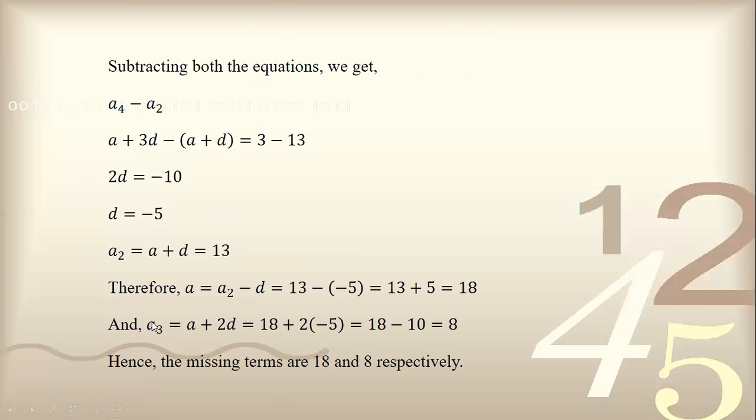So A3 will be A plus 2D. We got the value of A. We got D also. We'll substitute that. 18 plus 2 into minus 5 is equal to 18 minus 10, which is 8. Hence, the missing terms are 18 and 8 respectively.